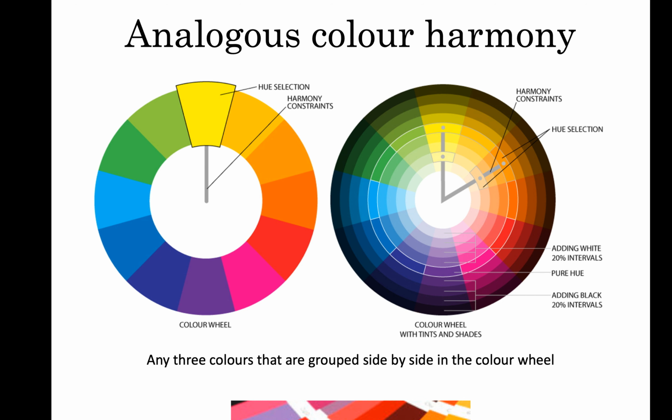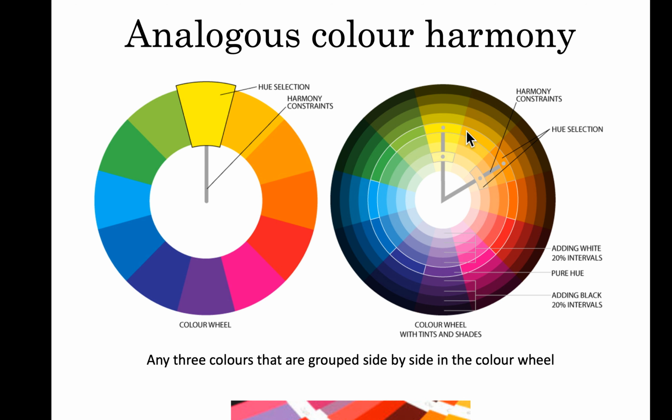And it could be any 3 colors. I can use this yellow, yellow-orange, orange, or I could use this yellow, yellow-green, green. And that would make a great color scheme. This green, blue-green, and blue, darker blue. And you can just choose any 3 colors side by side for your color harmony.